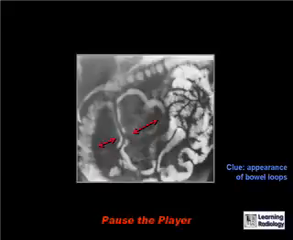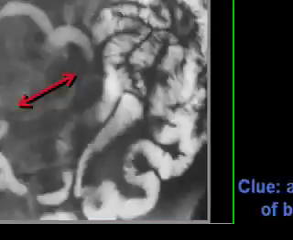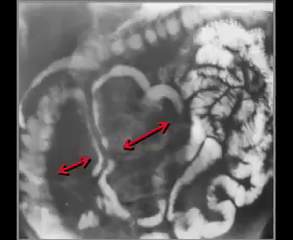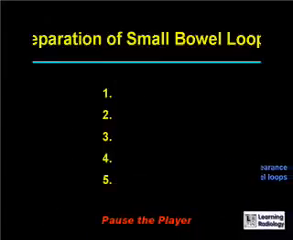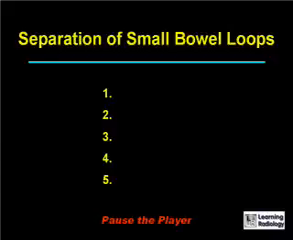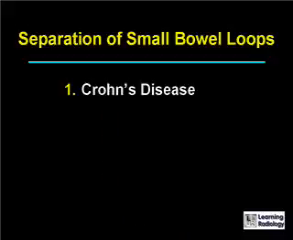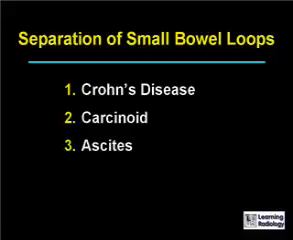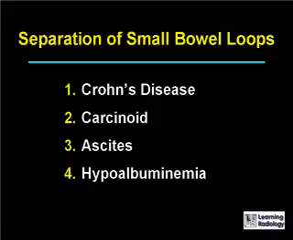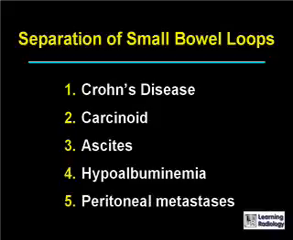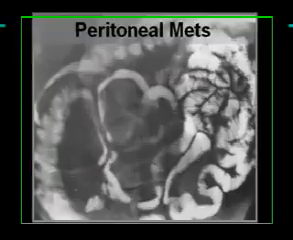This is your next differential diagnosis. The differential is for separation of small bowel loops. There are 5 causes listed. 5 of the causes of separation of small bowel loops include Crohn's disease, a carcinoid tumor, ascites, hypoalbuminemia, and peritoneal metastases.